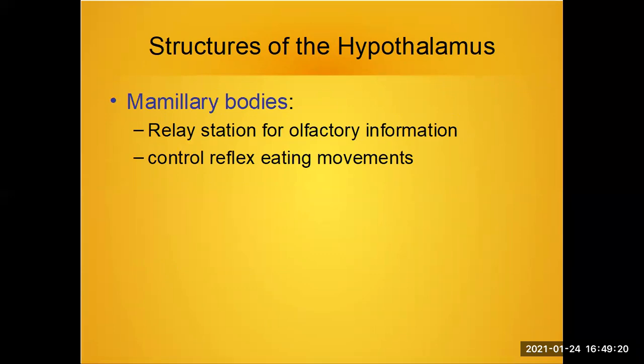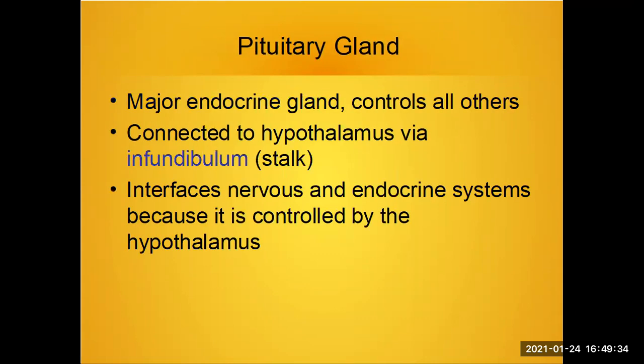Structure of the hypothalamus. Mammillary bodies: relay station for olfactory information, control reflex eating movements. Pituitary gland: major endocrine gland, controls all other glands. Connects to hypothalamus via infundibulum. Interfaces nervous and endocrine system because it is controlled by the hypothalamus.